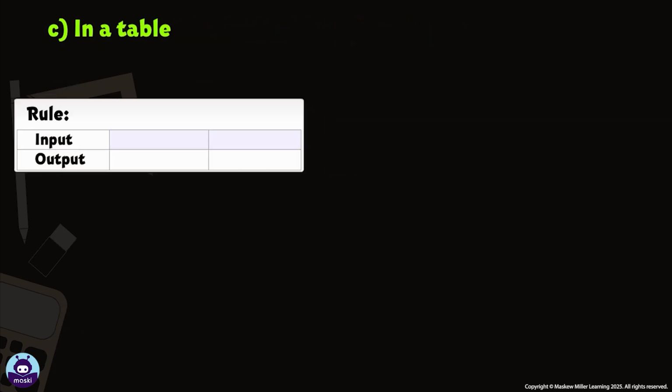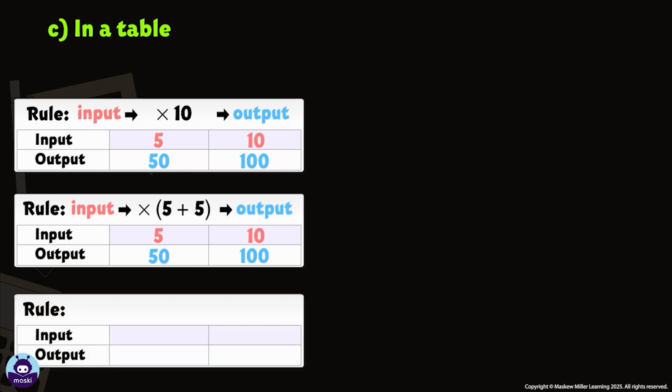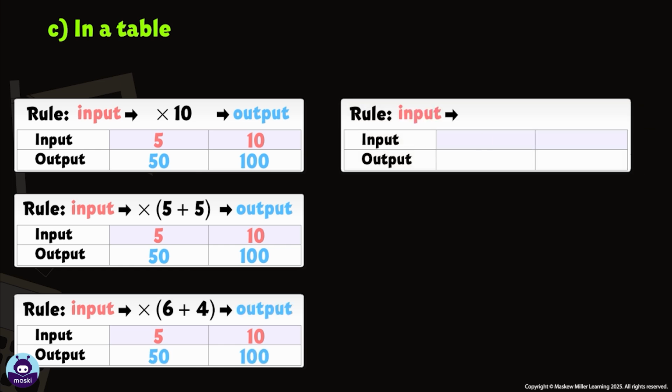C. In a table. The rule multiply an input number by 10 to get an output number is equivalent to the rules. Multiply an input number by (5 + 5) to get an output number. Multiply an input number by (6 + 4) to get an output number.